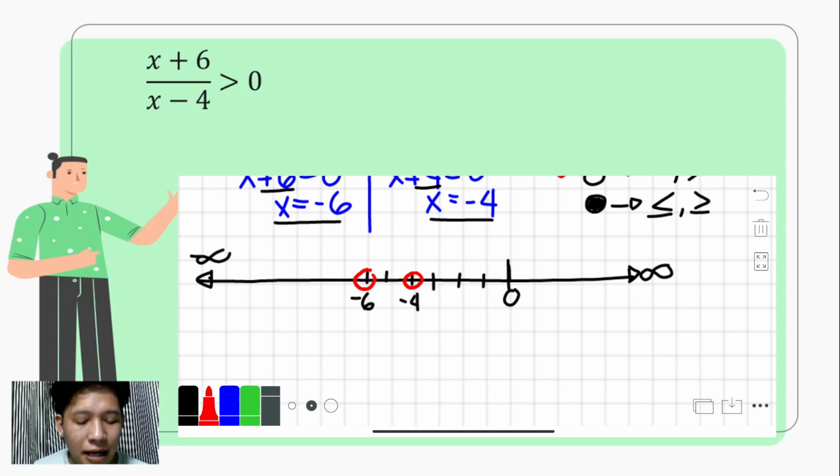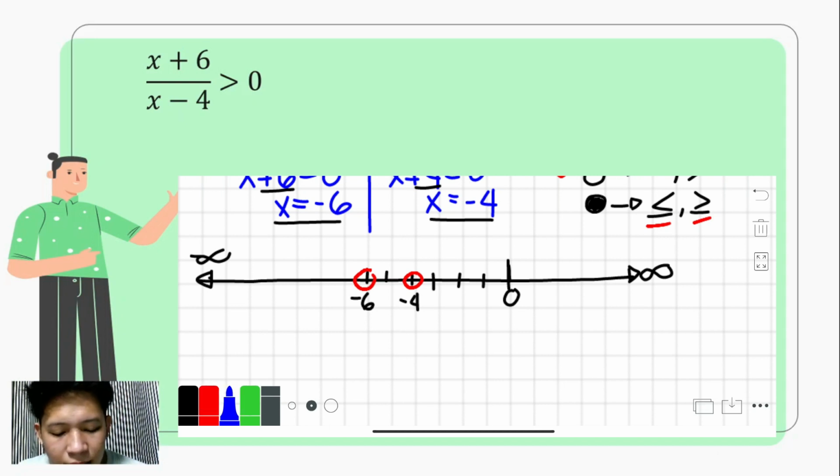Okay? Pero kapag less than or equal to at greater than or equal to, doon na magkakaroon ng mas matinding analyzation kung sino ang included at kung sino ang hindi. But for now, since greater than siya, so hollow dot po yung gagamitin natin. So, as you can see, nung pinlot natin yung critical values, na-divide sa tatlo yung ating number line.